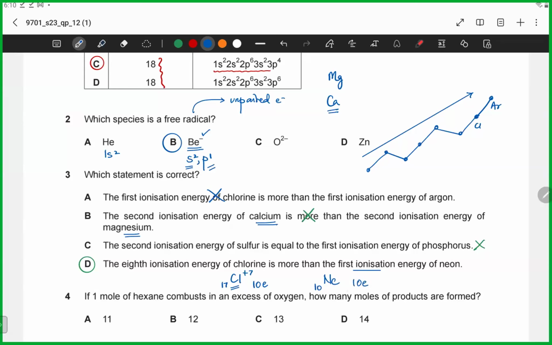So that means both are isoelectronic, both of them have exactly the same number of electrons. But since Cl has got 17 protons, it's got a much higher nuclear charge. So removing these electrons is going to be very, very difficult compared to neon, because neon only has 10 protons. Is that clear? Yes.